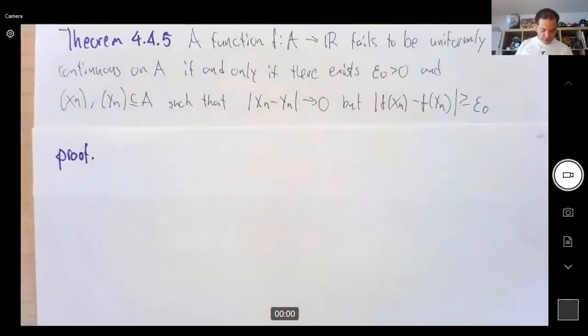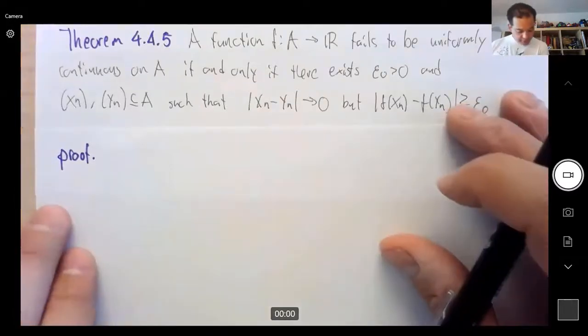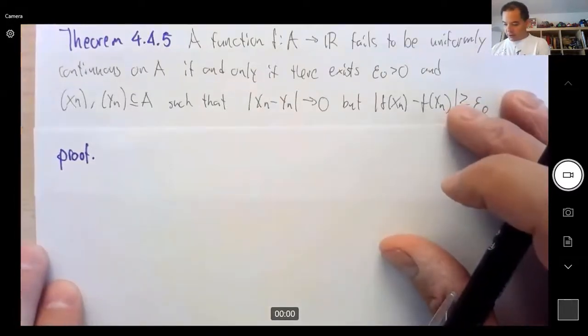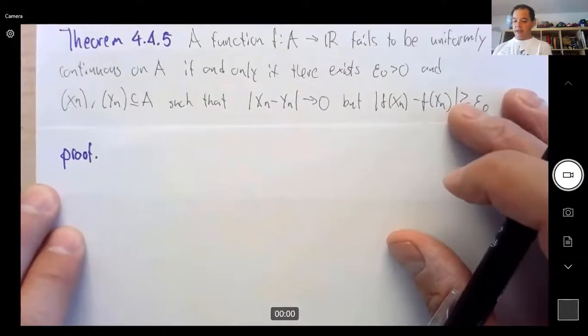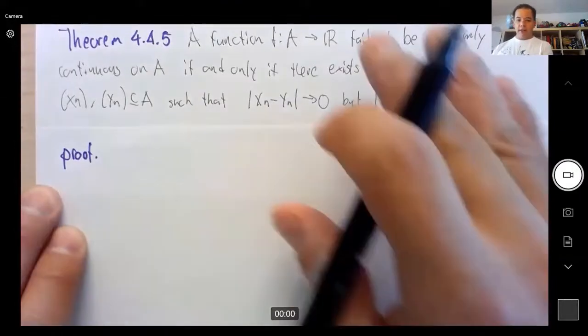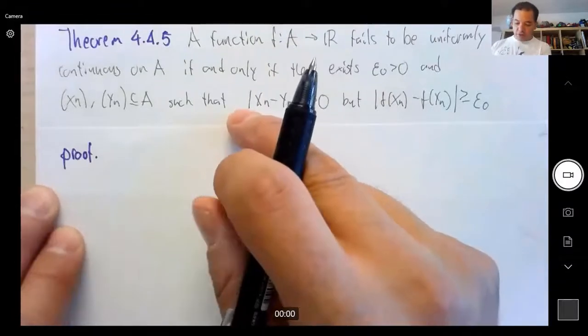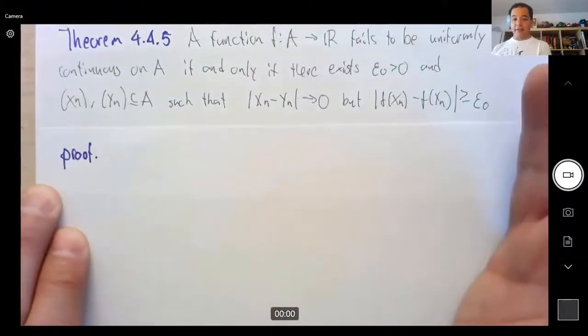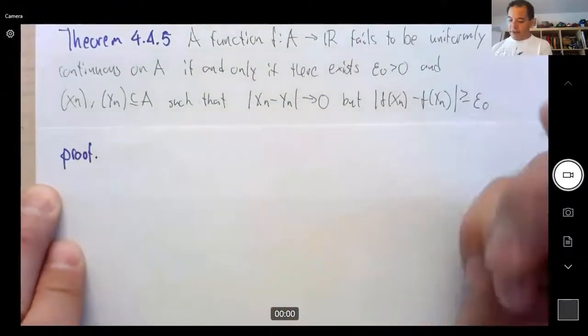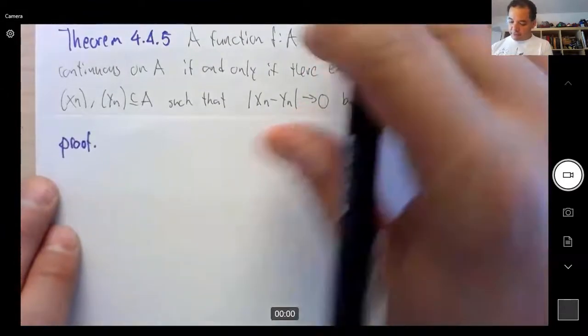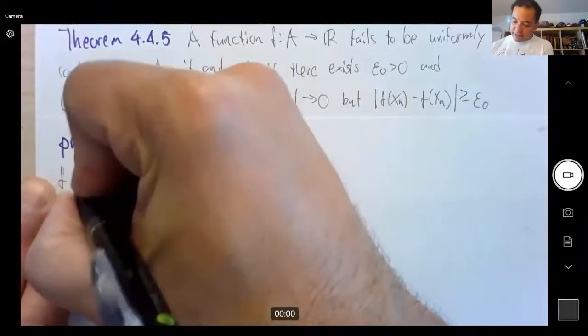Okay, so it's an if and only if statement. Let's start with a function that is not uniformly continuous. What we need to do is simply negate the definition of uniformly continuous, essentially. That's all it is.